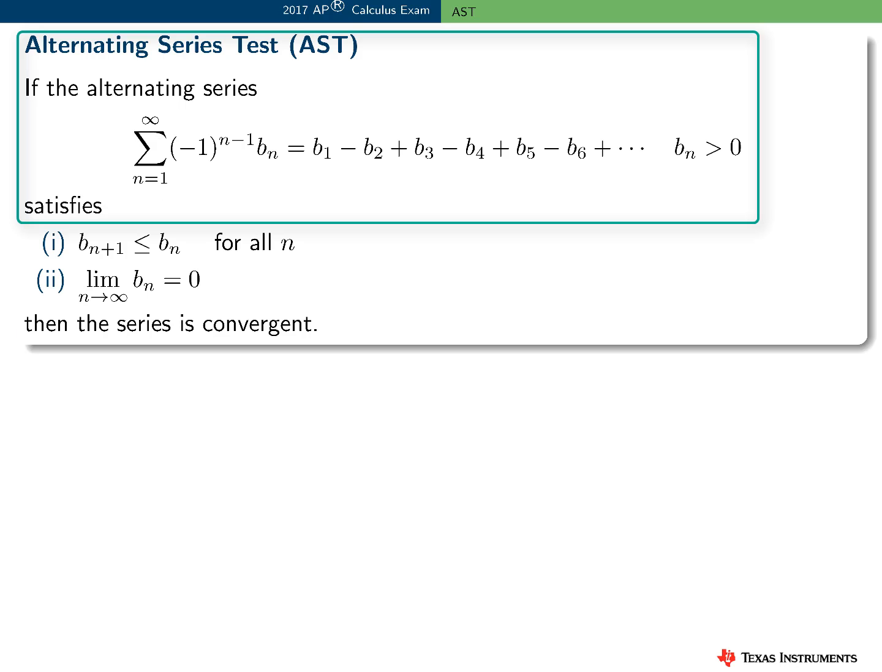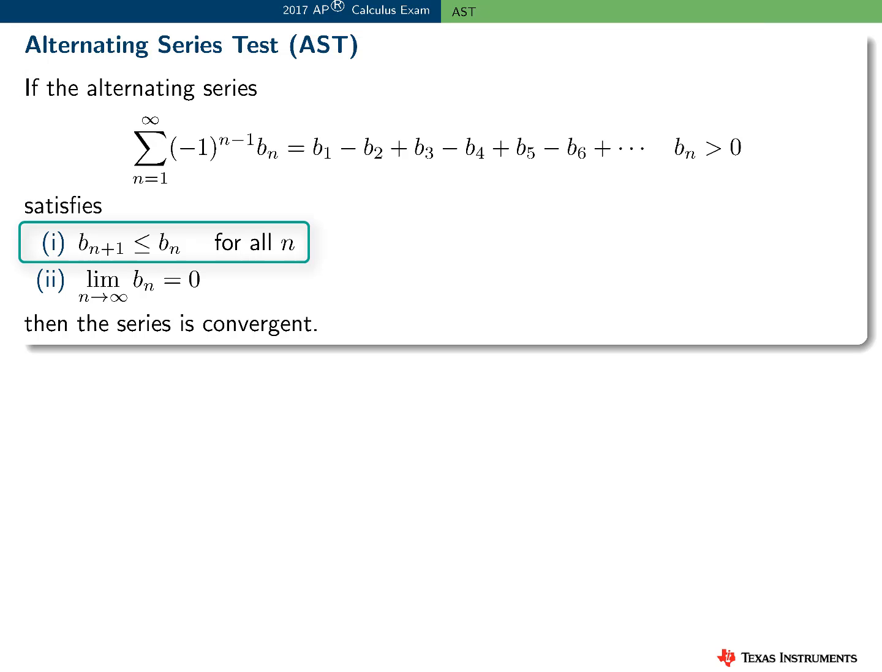Here's the statement of the alternating series test. Given an alternating series, focus on the positive parts of the terms of the series, the b sub n's in the definition. If the series satisfies these two properties, that is, if the b's, the positive terms, are decreasing and the limit of the b's, the positive terms, is 0, then the series is convergent.